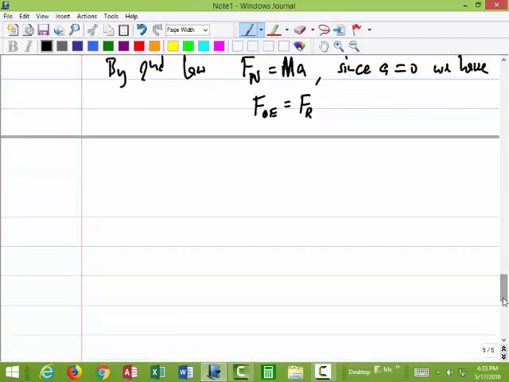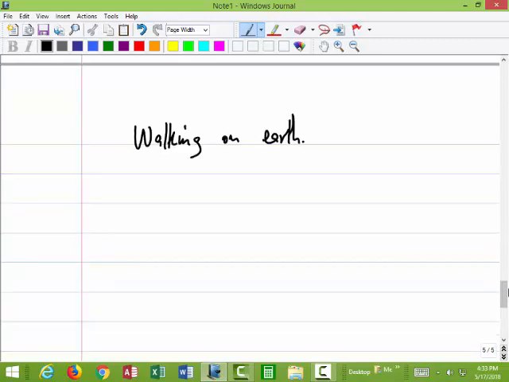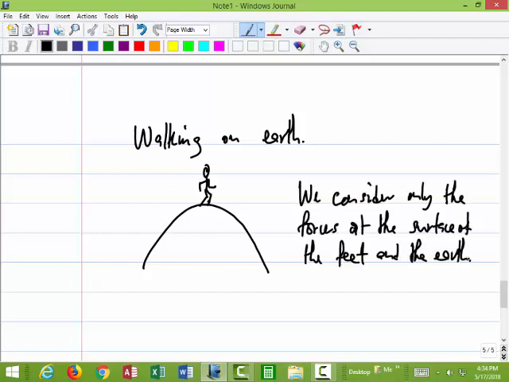Let's look at another scenario where we have a person walking on the earth. So we draw the earth again, and we draw a person walking on the earth, like that. So let's consider just the forces acting between the person's feet and the earth. We shall ignore the weight.